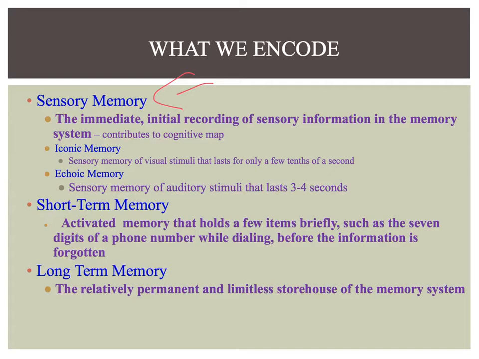And this is a memory that's activated by a few items, and it's held briefly, such as 7 digits, give or take a few, of a phone number while dialing or before the information is forgotten. Short-term memory is the bits of information that you hold in your memory for about an hour, okay? So if a girl gives you her phone number, you just repeat it in your head until you write it down, and then you forget it. That's short-term memory.